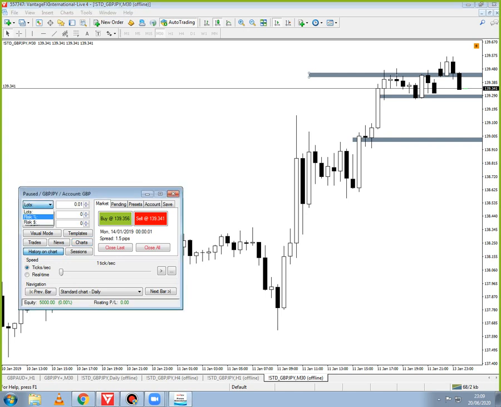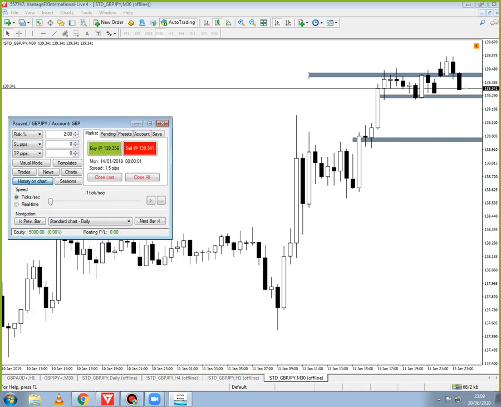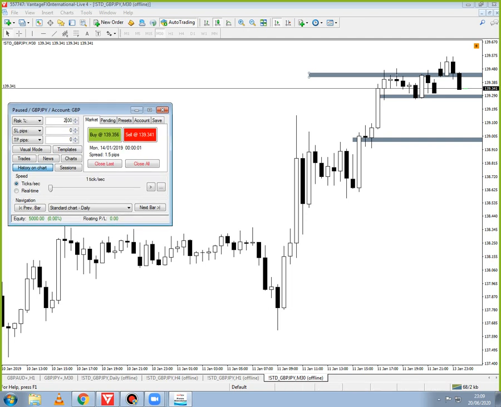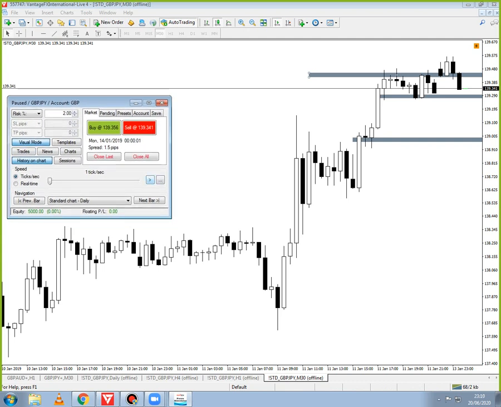So what I'm going to do here is just go ahead and input my risk. I'm going to risk 2%. I'm only going to do one position, and then we'll close 70% at 10 pips and let the 30% runner run at break even, and then we'll just add visual mode. So I'm going to go ahead and start the simulation.